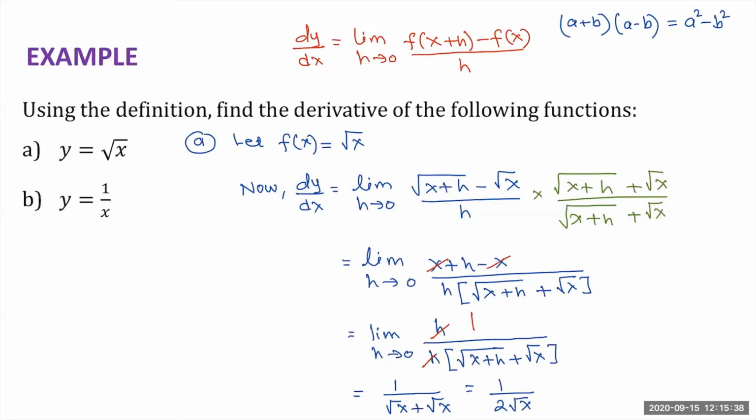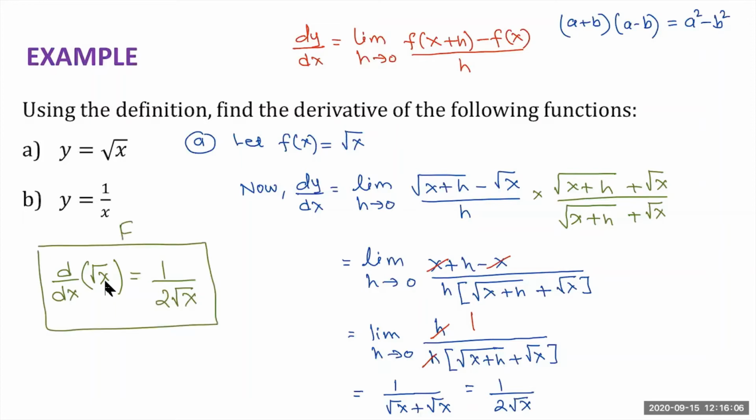Now what I want you to do is write this as a formula: derivative with respect to x of square root of x. We just found the derivative, d over dx is the derivative. Derivative with respect to x of square root of x is equal to 1 over 2 times the square root of x. So this is a formula that you need to remember. This is how we can find the derivative of the function using the definition.